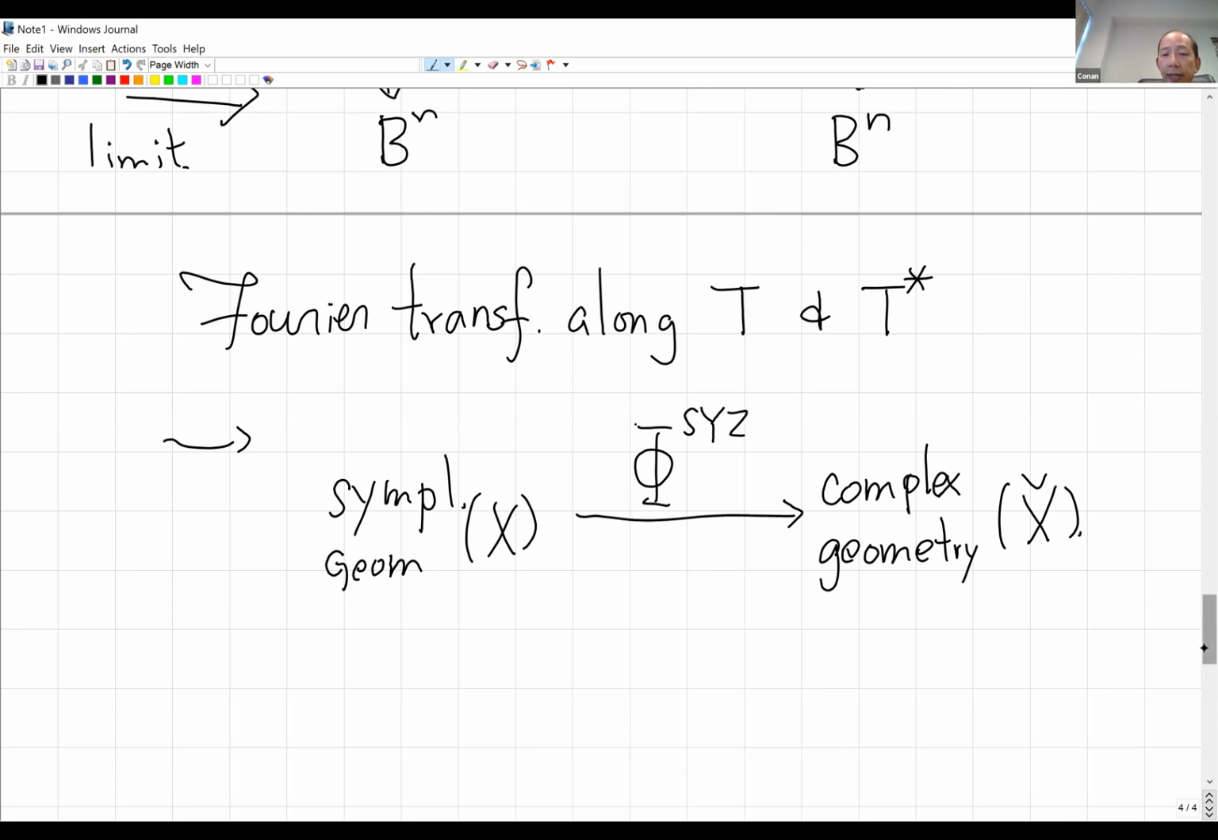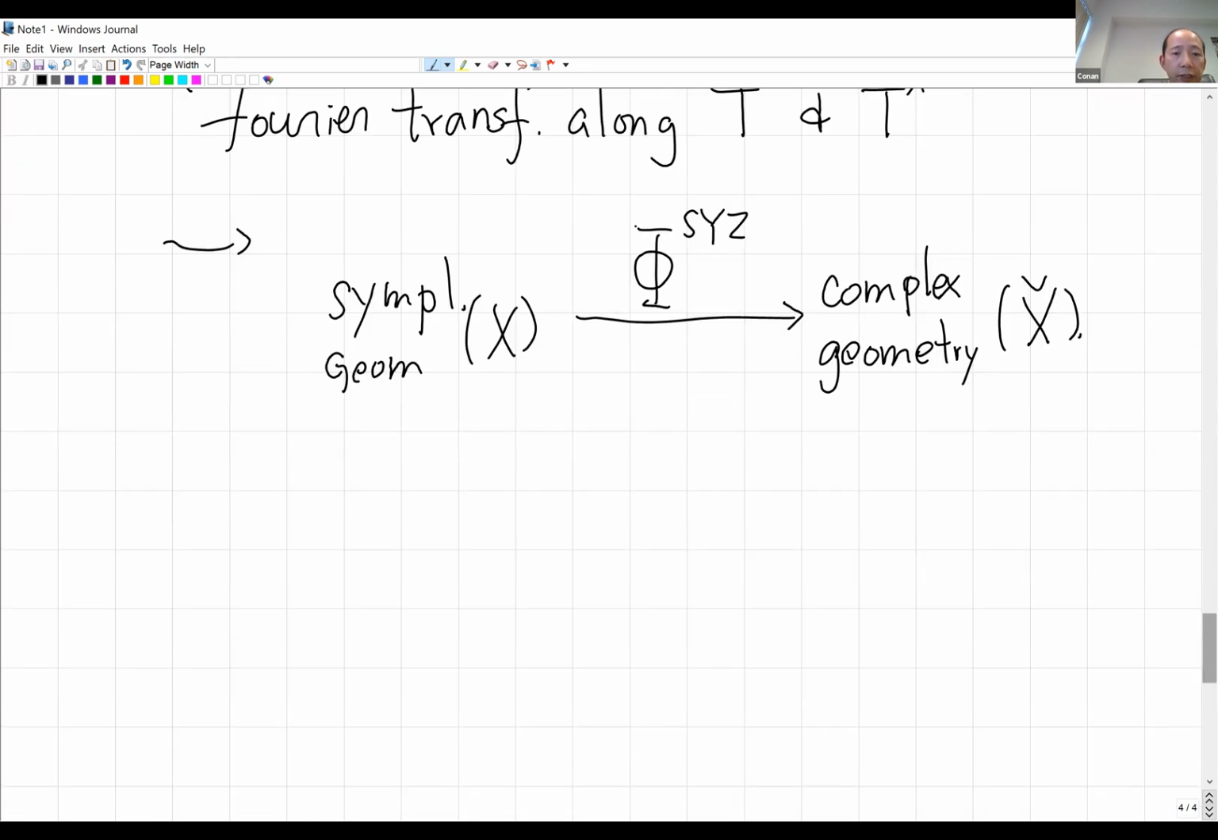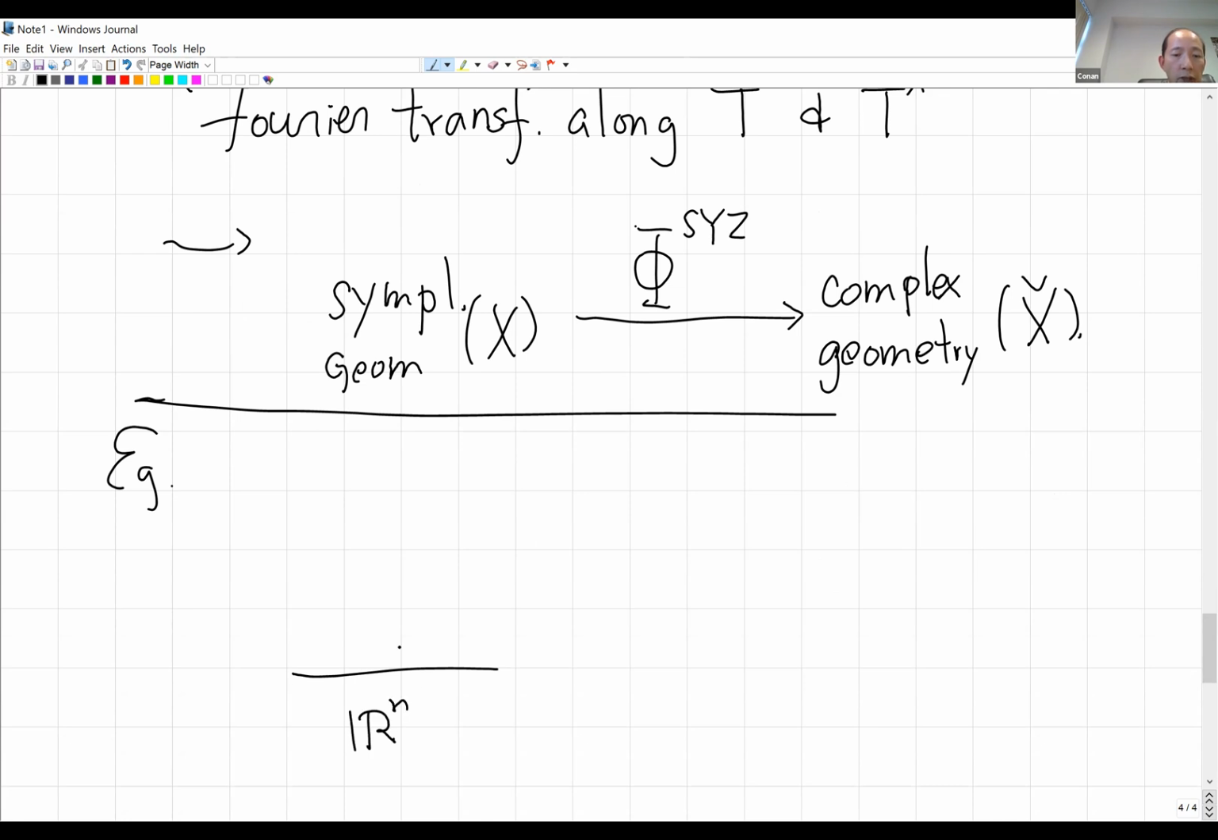And here's the example. Let's just look at the simplest case. Here is just R^n. The fiber is R^n star. So this is the A side. Let's just call this V, and this is V star.